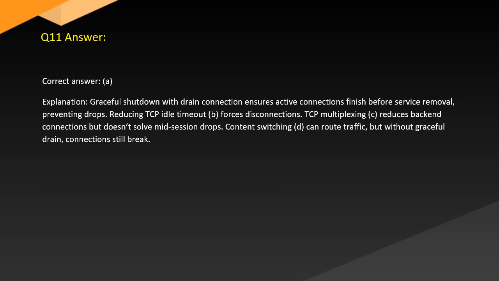Answer. Correct answer: A. Explanation. Graceful shutdown with drain connection ensures active connections finish before service removal, preventing drops. Reducing TCP idle timeout, B. Forces disconnections. TCP multiplexing, C. Reduces backend connections but doesn't solve mid-session drops. Content switching, D. Can route traffic, but without graceful drain, connections still break.